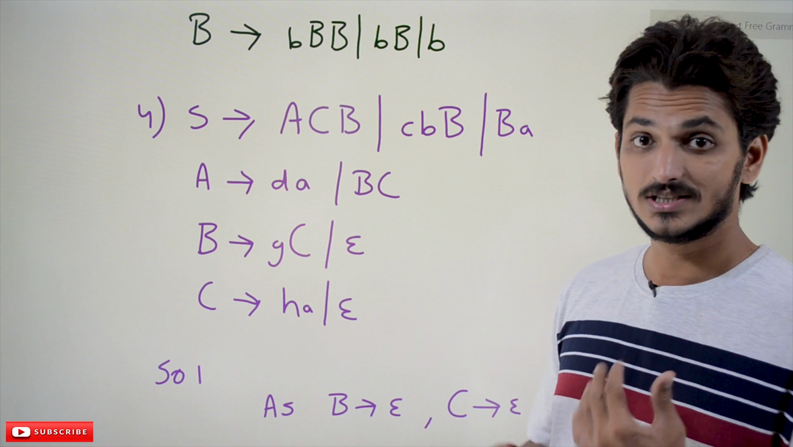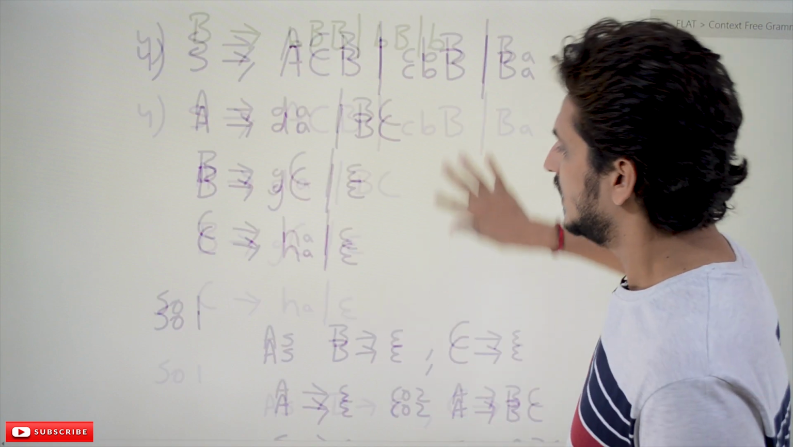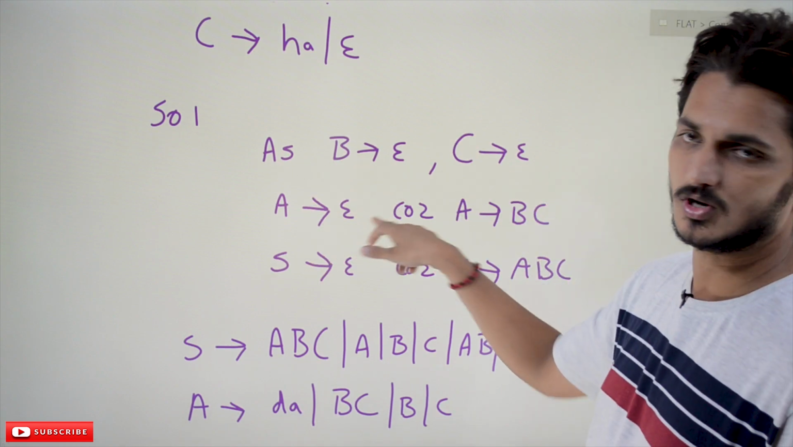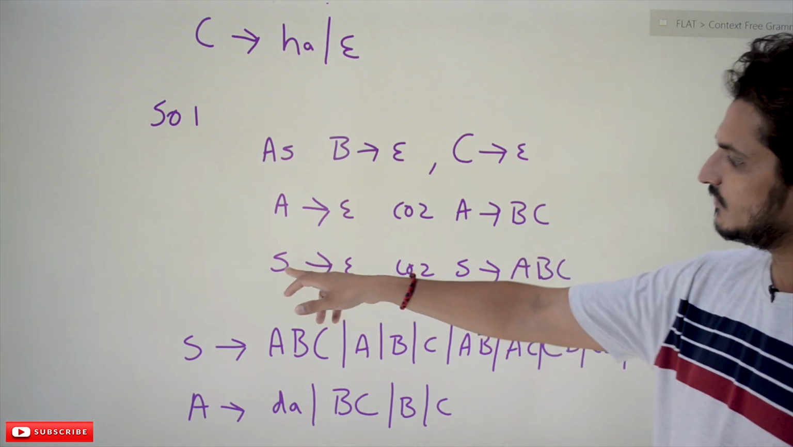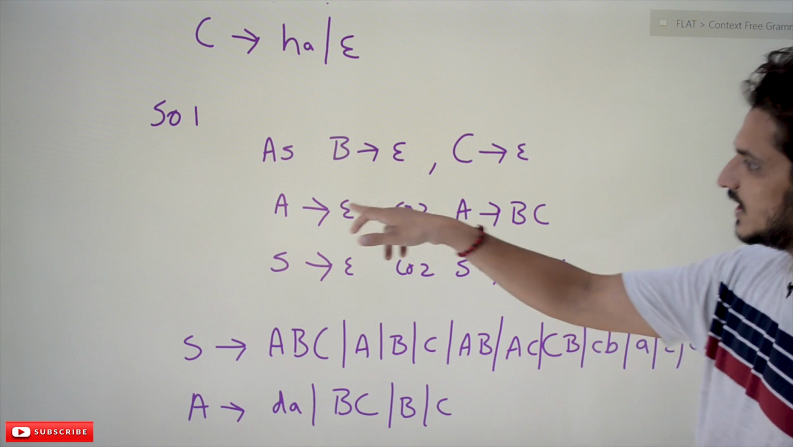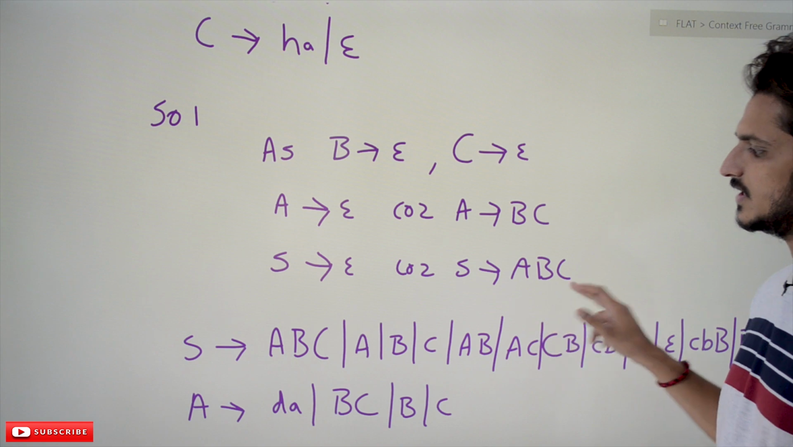This is how you have to eliminate epsilon. You have to write all the possibilities. That is what has been written. B tends to epsilon, C tends to epsilon. That's why A tends to epsilon, because the production A tends to BC is there. Same way, S tends to epsilon, because the production S tends to ACB is there, and A is epsilon, B and C are epsilons. If you substitute here, we will get S as epsilon.